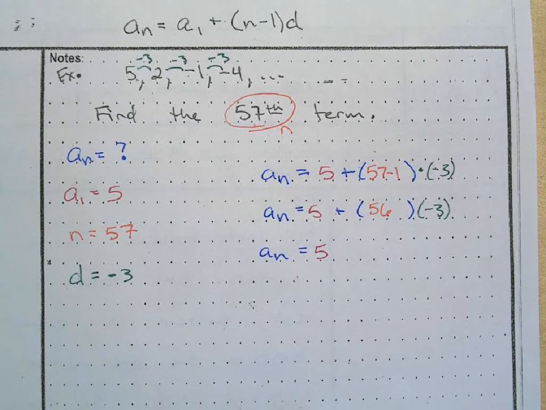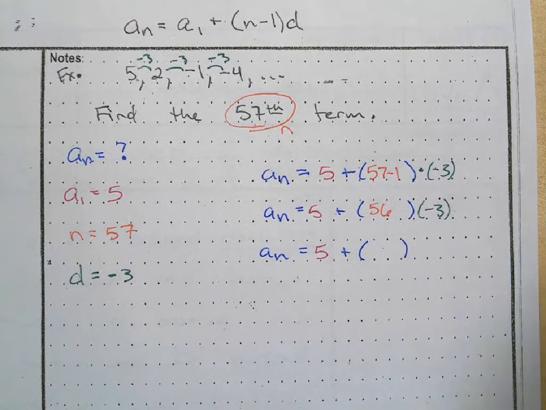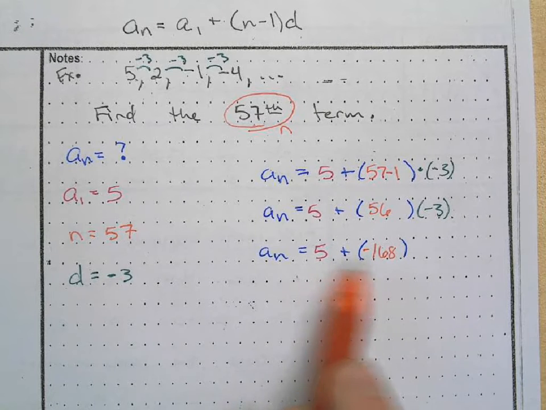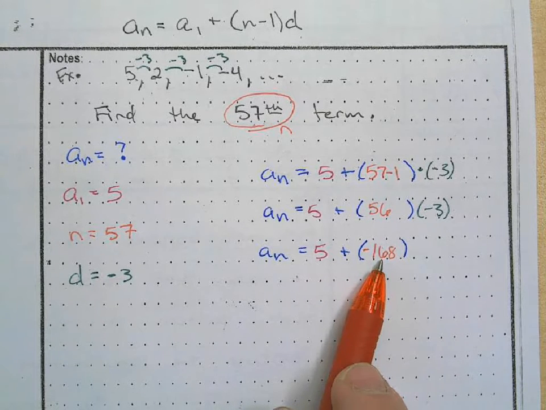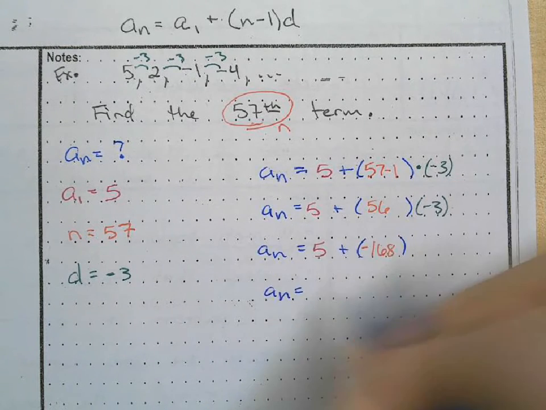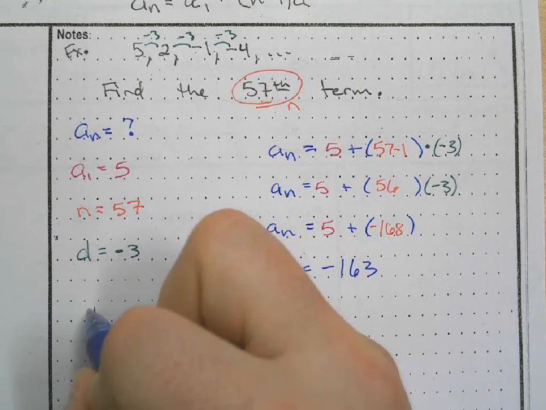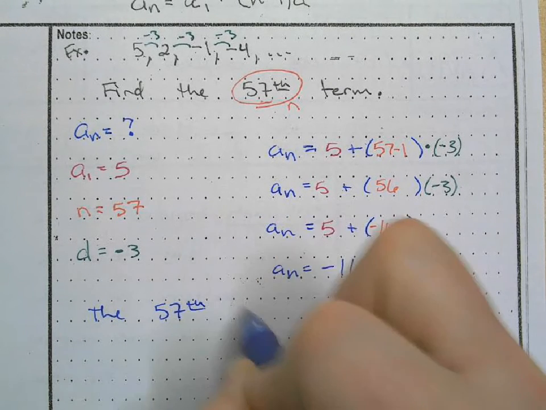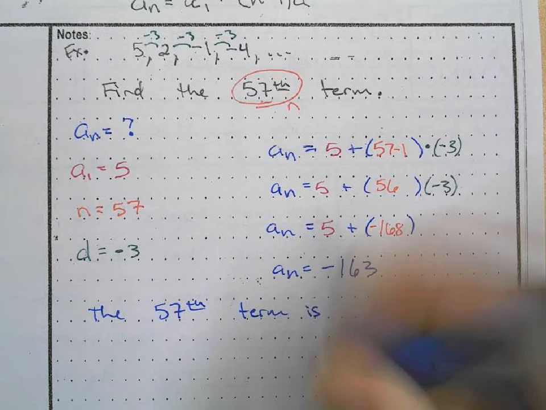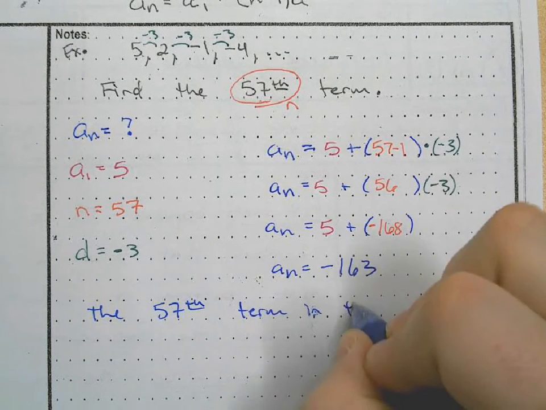So I have a sub n equals 5 plus negative 168. And then we add these together, different signs subtract. Keep the sign of what I have more of, so I'll have negative 163. So what we can say is the 57th term in this sequence is negative 163.